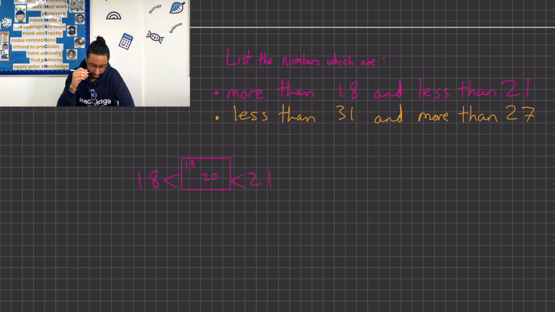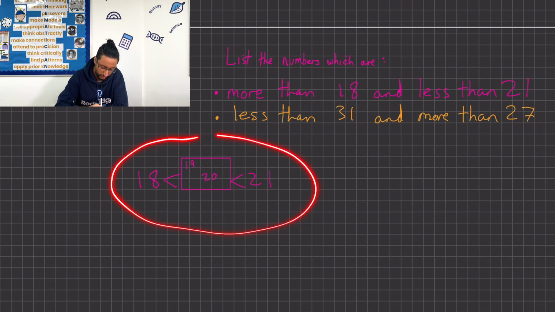Okay, so let's look at the next question. List the numbers which are less than 31 and more than 27. See if you can write out a similar sum to the one we did previously.